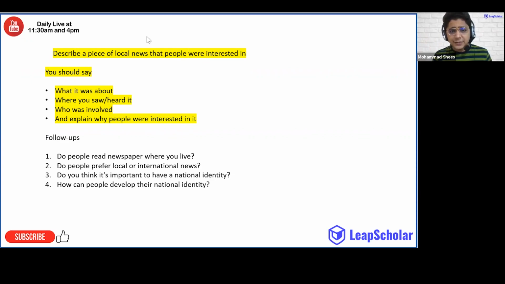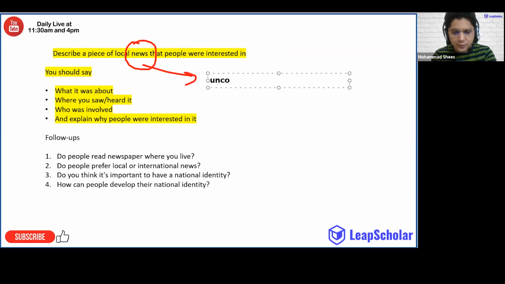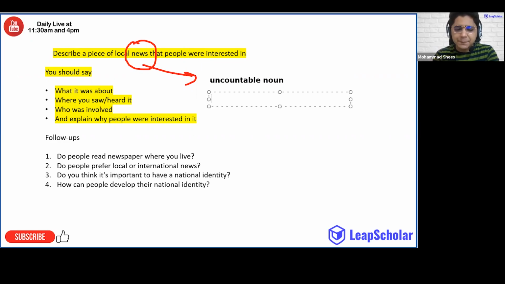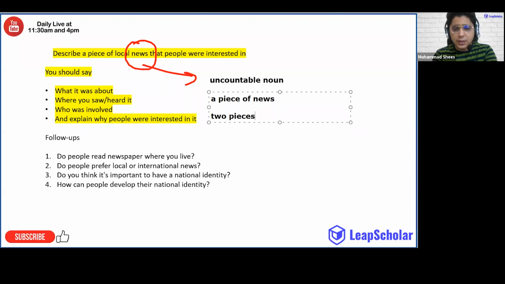Now, there are certain things, for example, news. News is an uncountable noun, all right? I'm sure you would want to say, there are news displayed on the TV. No, we always say a piece of news, because it's an uncountable noun. If you want to talk about the plural, say 2 pieces of news. So it's very important to take care of all these kinds of things, right?